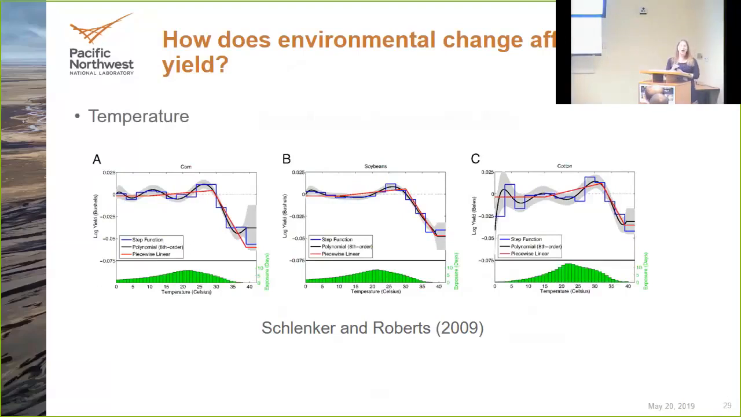So there's a point in which it gets too hot and yields start to go down again. That's what you're seeing here in corn. It's happening around 30 degrees Celsius, where you start to get these declines in yield.